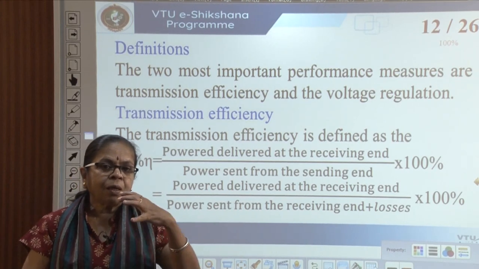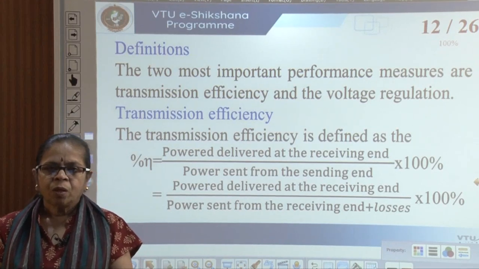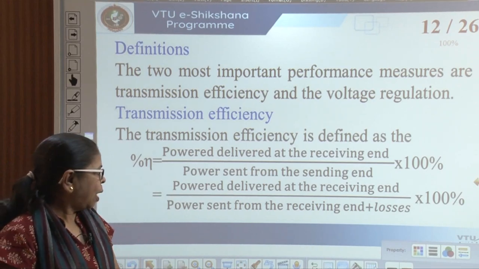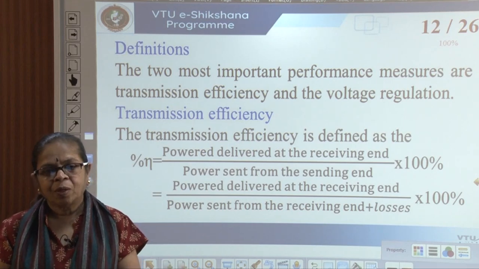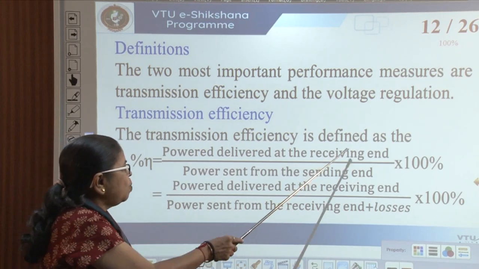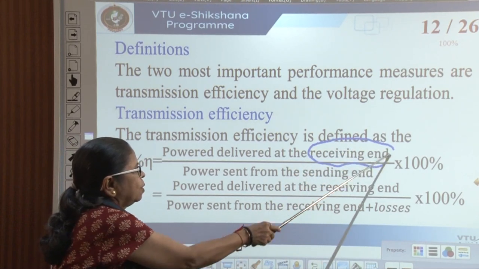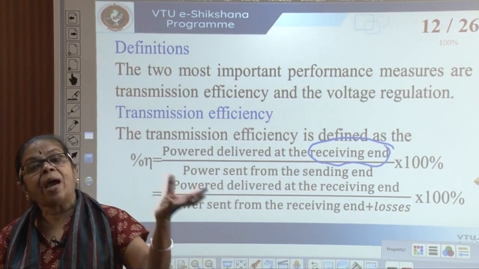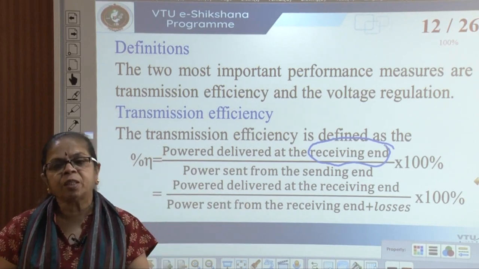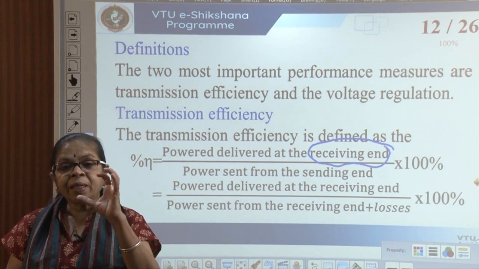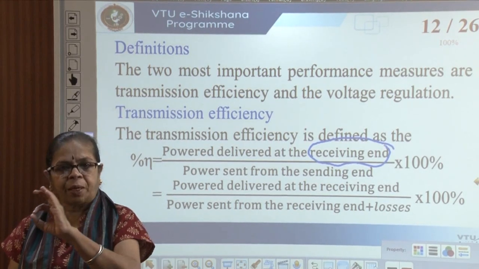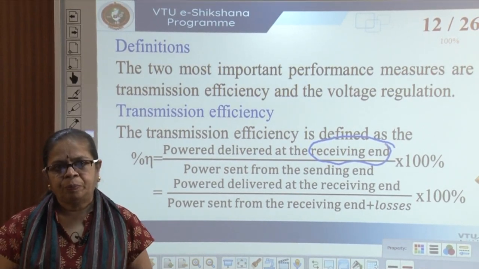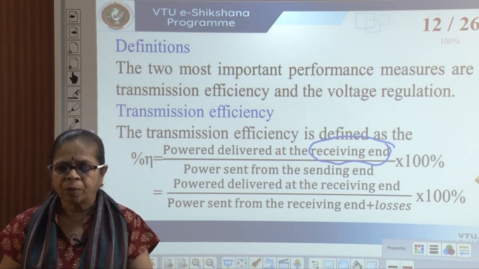Now, what determines the efficiency? What is under your control and what is not under your control? This efficiency is completely determined by how much the consumer needs. The consumer could be an industry, a group of domestic people, or another substation which acts as a load on the preceding substation. So, the receiving end power is determined by how much power is required at the receiving end by the consumer, and the sending end has to supply that power. The sending end has to automatically supply that power, right?